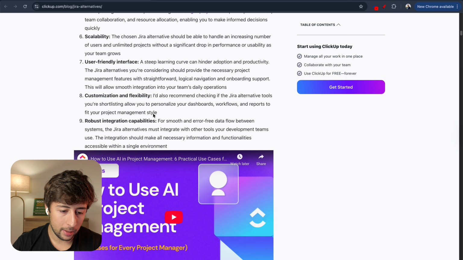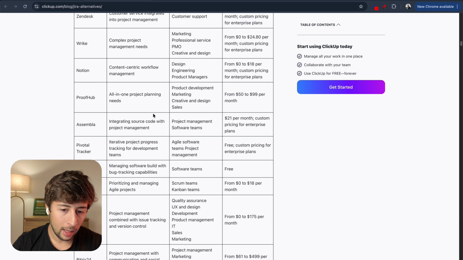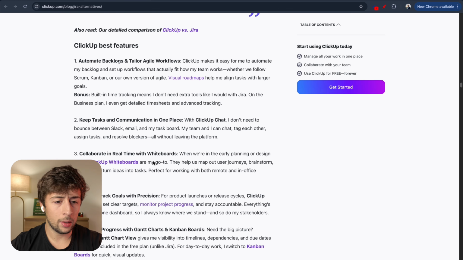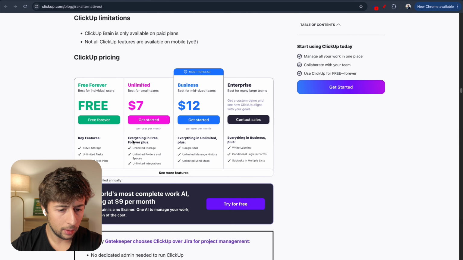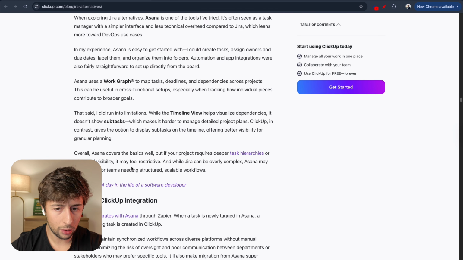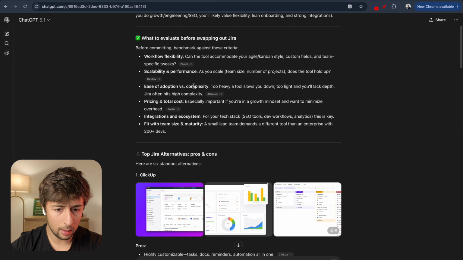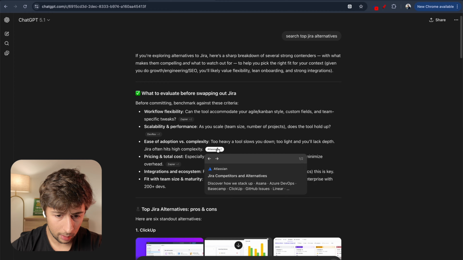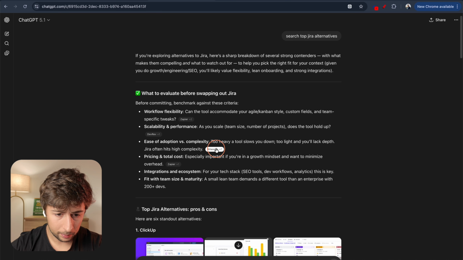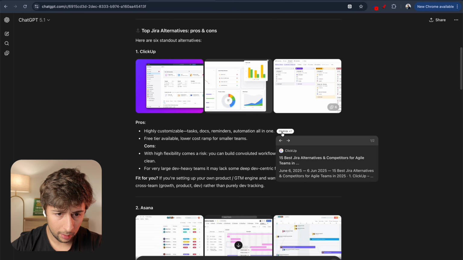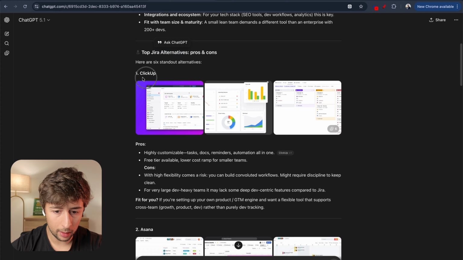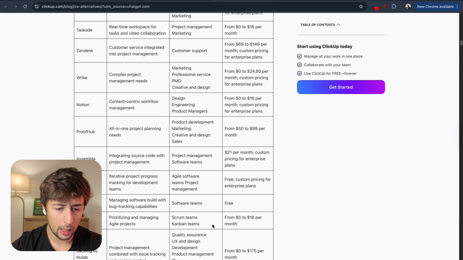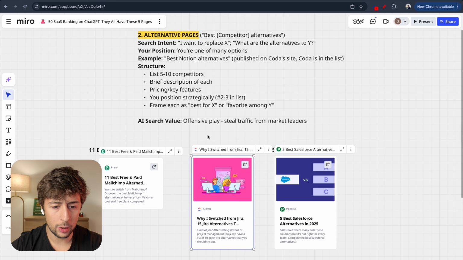I bet this page is probably ranking quite high on AI search because they have the comparisons, they have the features, they also have the pricing here, so it's very structured, and as you can see, it ranks on top here on AI search. For instance, here, like Atlassian. Actually here, it's the top one, top tier alternatives, ClickUp, and it's just here, I believe. Yeah, it's exactly this page. So yeah, this is very powerful as well.